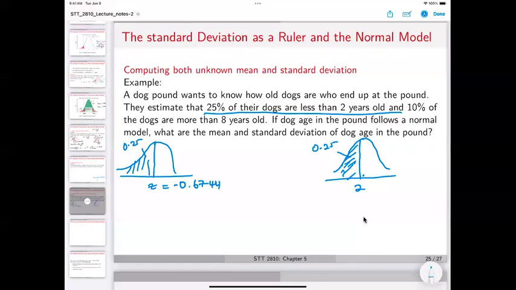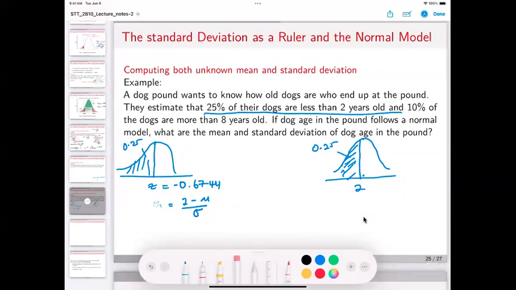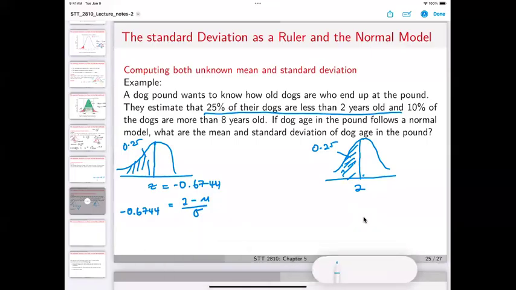Do you agree that since this is alone, it means that we have z equals 2 minus mu divided by standard deviation, right? Because we don't know the mean and the standard deviation. And then this z here, let me change it and put negative 0.6744. Okay. Let's get to the other one. 10% of the dogs are more than 8 years old. Let's draw that one too.